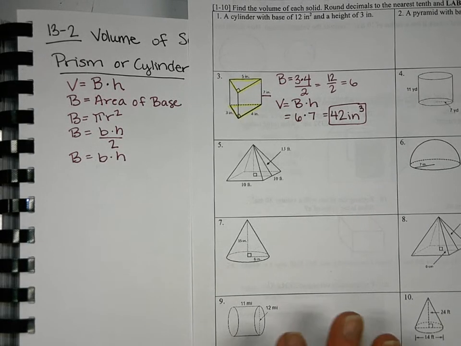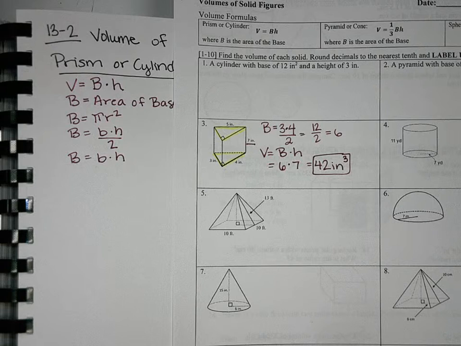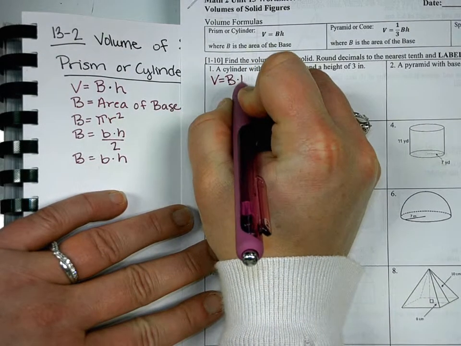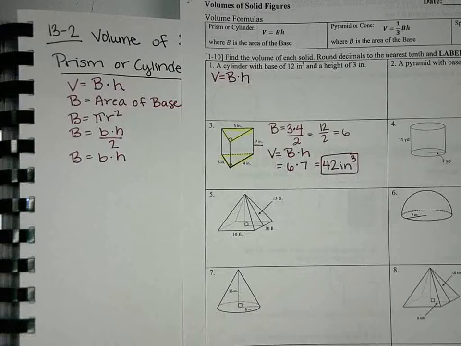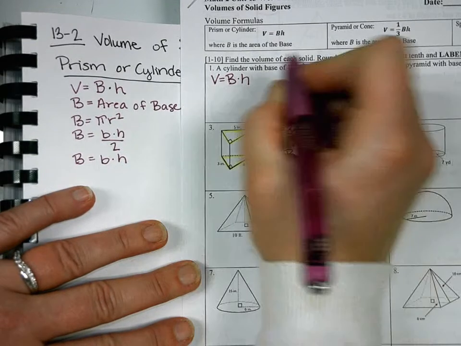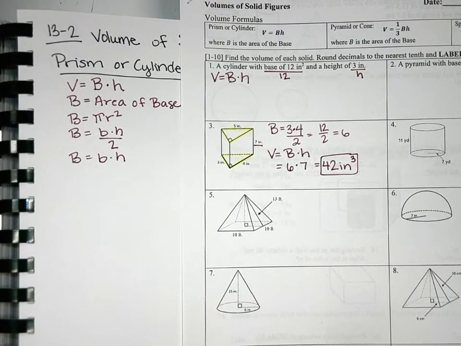Okay, let's also look at number 1 while we're here. A cylinder with base 12 inches squared, and height of 3. So here we do have a cylinder, so we are using the same formula, big B times H. What information does the problem give us? Height is 3 inches. Okay, it gives us the height is 3, and it gives us the area of the base is 12. So do I have to do any work then to find big B?